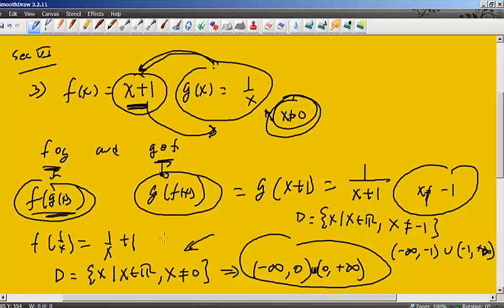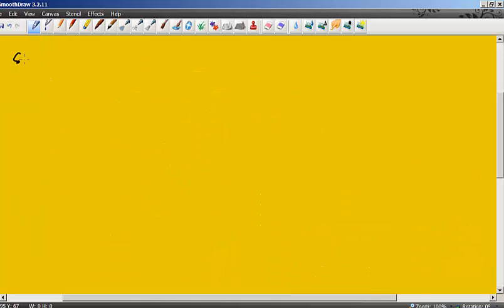Alright, so I want to do two more problems. So let's go to section 7. I'm going to do number 3, and f of x is equal to x times 4 minus x squared. Okay, in this, they're asking if it's an odd or even function.